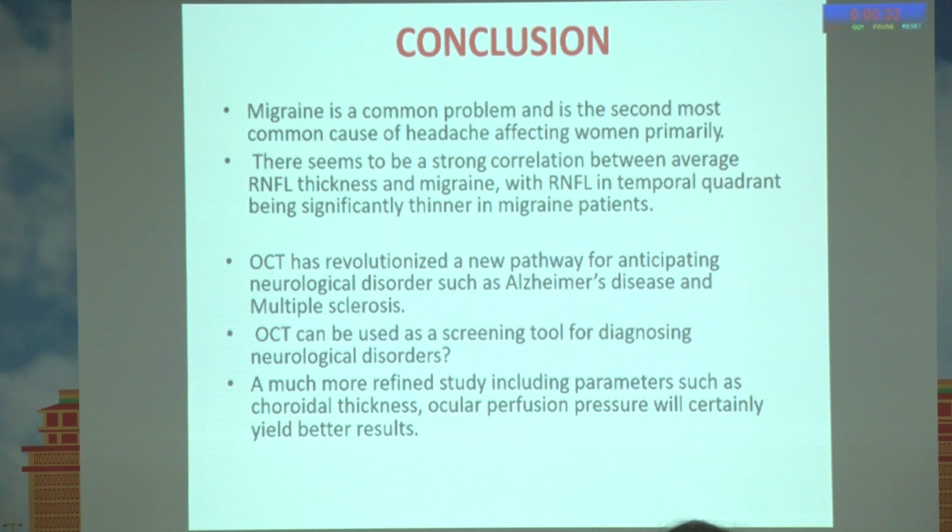Though it remains a question whether OCT can be used as a screening tool for diagnosing neurological disorders. Several studies need to be performed. A much more defined study including parameters such as choroidal thickness and ocular perfusion pressure will certainly yield better results.